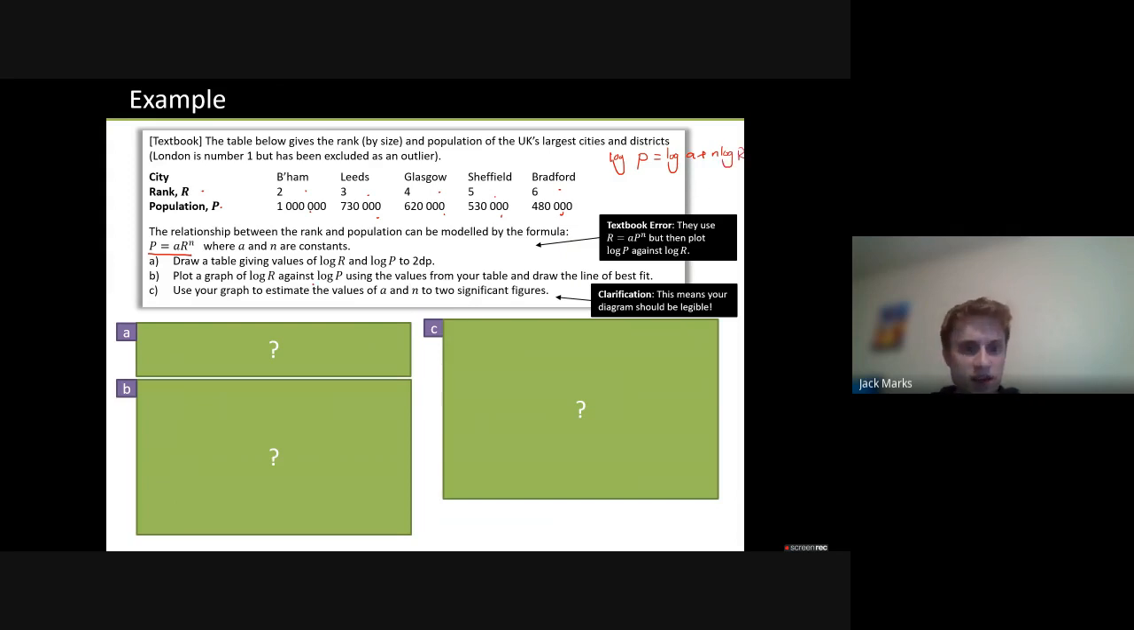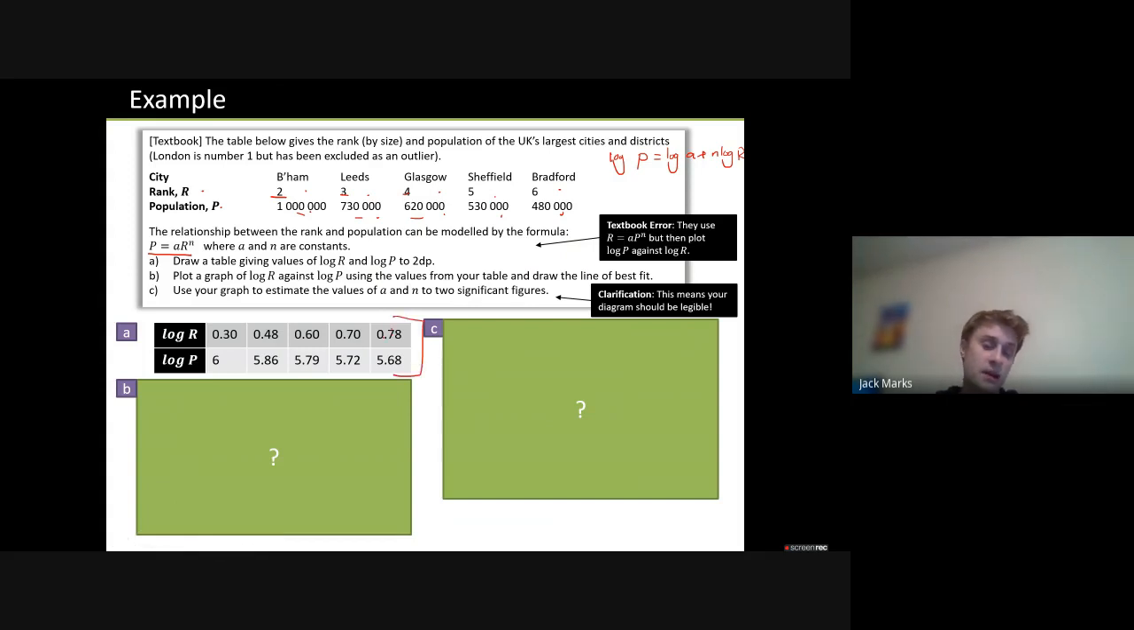Draw a table giving values of log R and log P to 2 decimal places. Well, here's R and here's P. So you just need to log these and draw it in a table. Remember, there's no number underneath, so that means base 10. If you do that, you should get these values here.